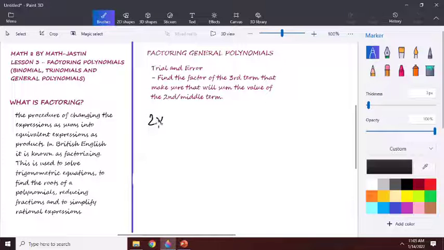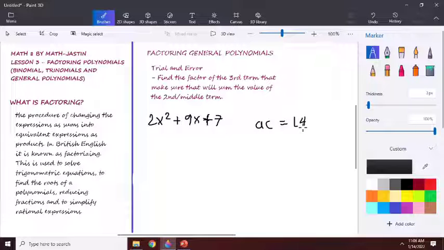So, we have 2x squared plus 9x plus 7. Ginawa ko na puro positive para hindi malito. So, paano naman kapag ganire? So, you are going to find the factor of AC, the factor of product of the first and third term. So, ano po ba ang value ni AC? So, 2 times 7 is 14.